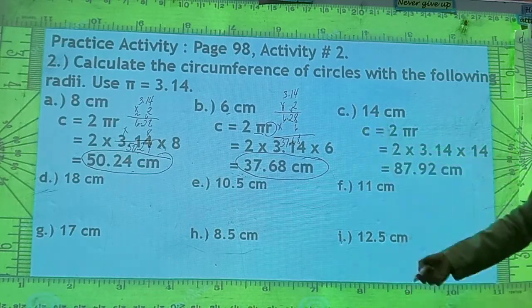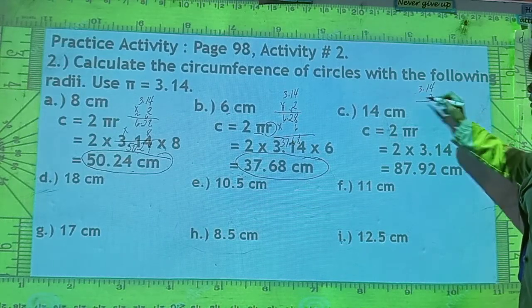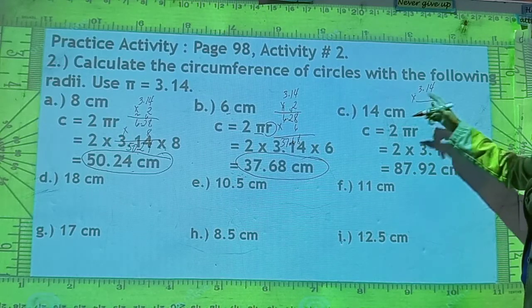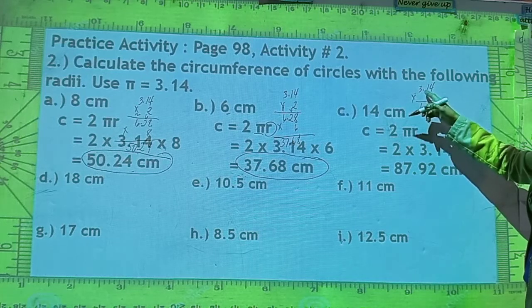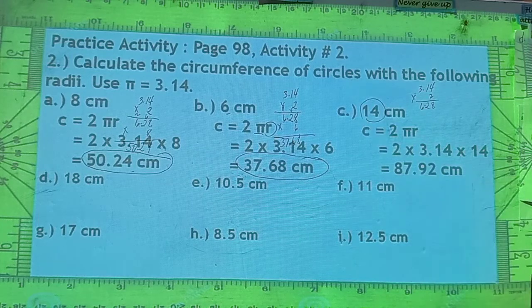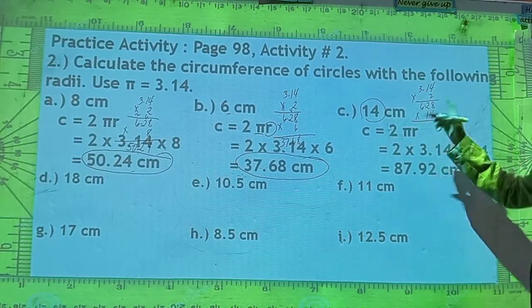Again, class, how about this one? The radius is 14 centimeters. Okay, 3.14 times 2. Okay, 4 times 2 is 8. Very good. 1 times 2 is 2. 3 times 2 is 6. How many decimal places? 1, 2, 1, 2. Substitute the radius, which is 14. Multiply it by 4.